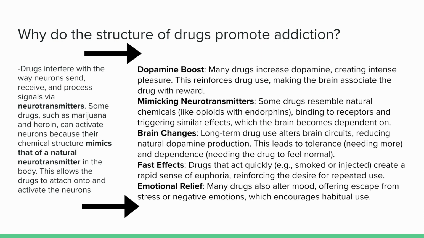Drugs that are quickly absorbed, such as those smoked or injected, produce intense euphoria, further reinforcing this addiction. Additionally, many drugs offer emotional relief, helping to reduce stress and or pain, which then encourages continued use. To sum up, addictive drugs impact the brain's reward system in several ways, creating a cycle of constant addiction.